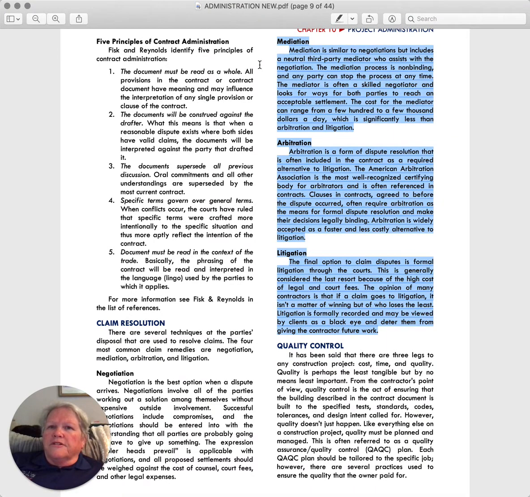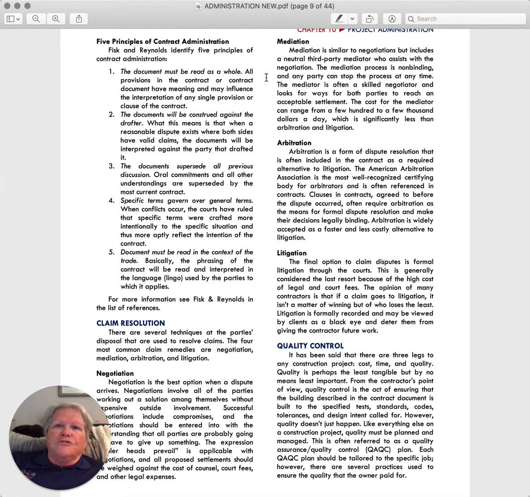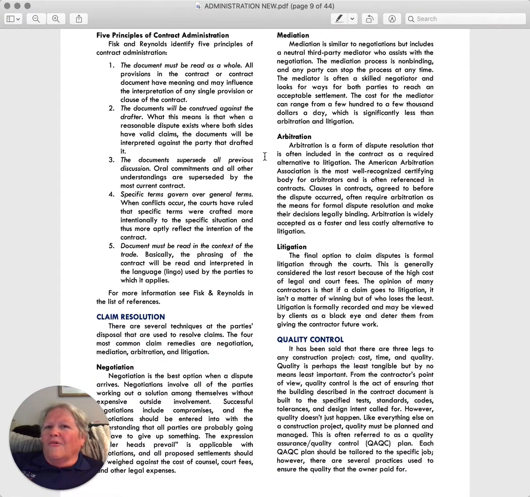Mediation is where there is a neutral third party mediator that comes in and tries to come up with a resolution after listening to both parties. You do not always come to an acceptable settlement with this. So it's not always preferred.